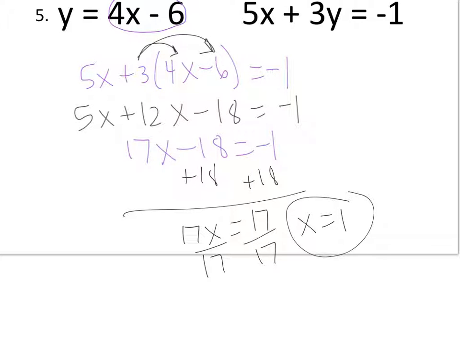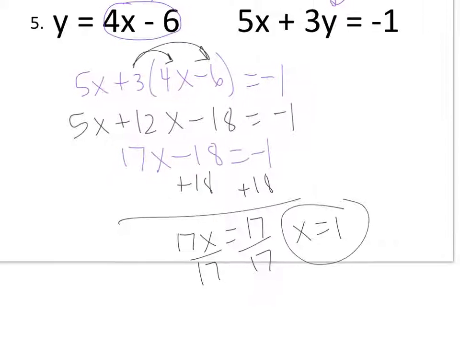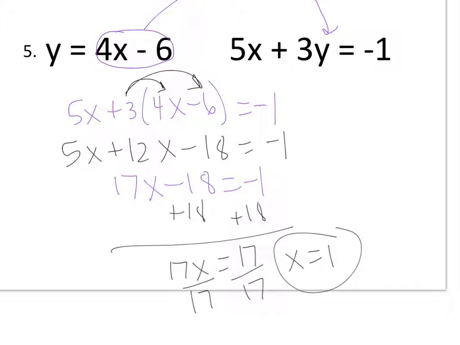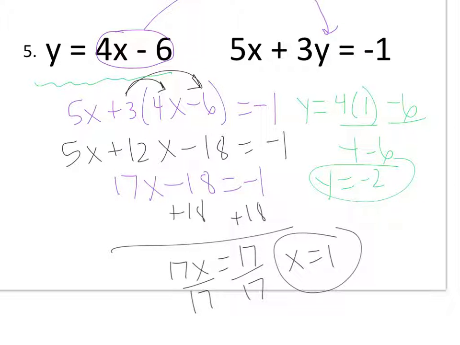But that's only half of my answer. Now I need to go back and look at the original equations, and plug in 1 into whichever equation I would like. I'm going to choose the easier equation, so I feel that easier equation would be the y equals 4x minus 6. So I would say y equals 4 times 1 minus 6. 4 times 1 is 4. 4 minus 6 is negative 2. So y equals negative 2. So my final answer here, and I'll write this in red, will be 1 comma negative 2.